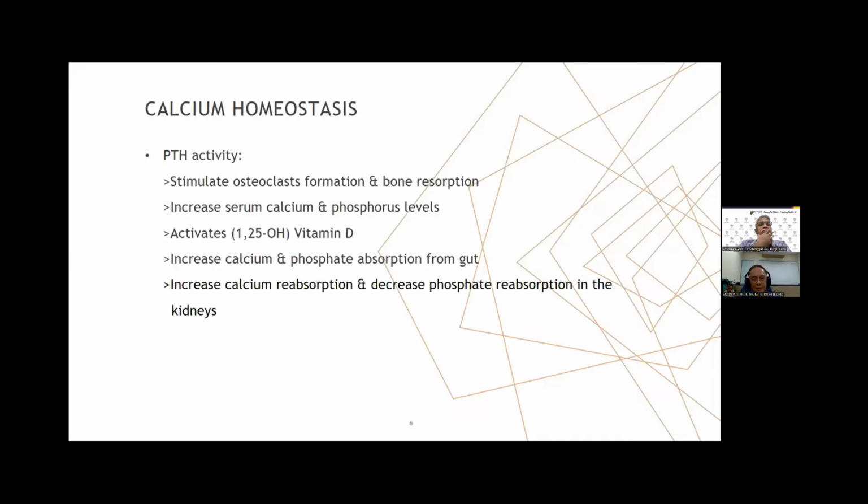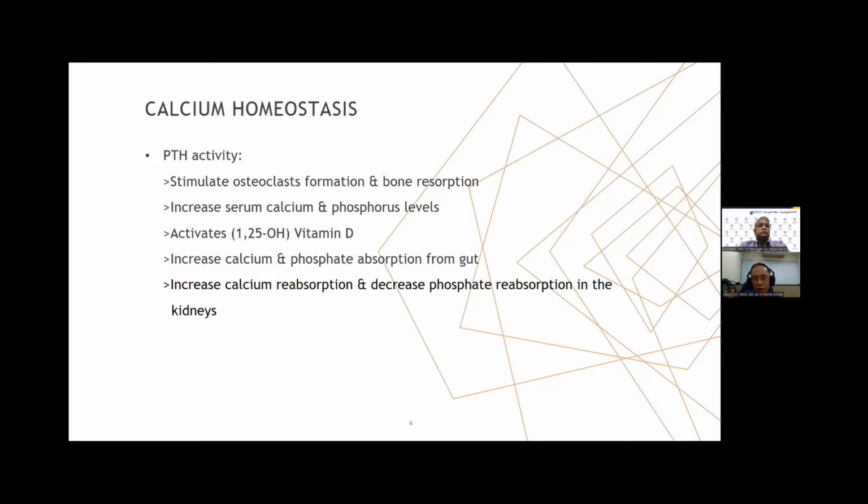So what happens in calcium homeostasis? To understand the problems in renal hyperparathyroidism, we need to understand a little bit about PTH activity. PTH essentially stimulates osteoclast formation and bone resorption. It increases serum calcium and phosphorus levels. It activates 1,25-dihydroxy vitamin D. It increases calcium and phosphate absorption from the gut, and it increases calcium reabsorption and decreases phosphate reabsorption in the kidneys. That's essentially the activity of the parathyroid hormone.